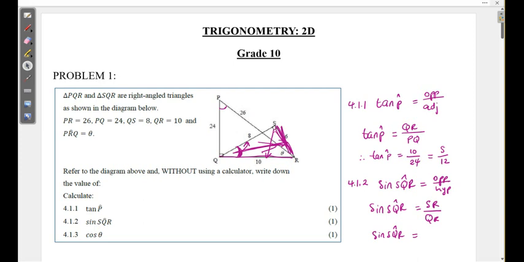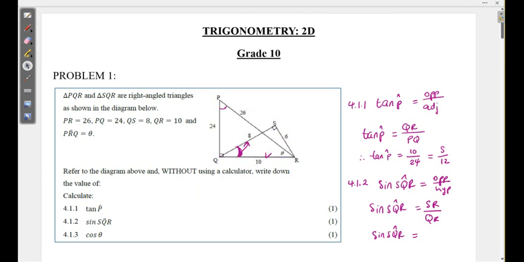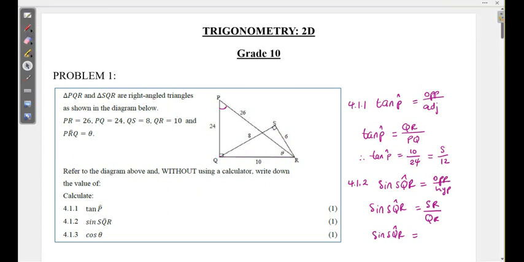Right, sorry for that. Just wanted to emphasize that so that we always remember that, isn't it? So SR is this one. It's opposite this angle, as we are saying. So SR is 6, and then QR is the hypotenuse, which is 10. So you can simplify that to 3 over 2. No, 3 over 5. Right, I hope we got that correct.